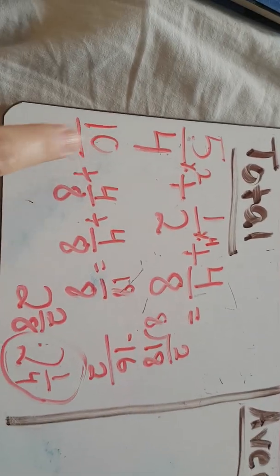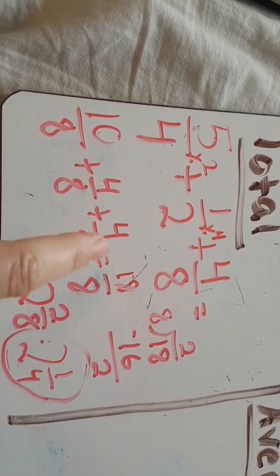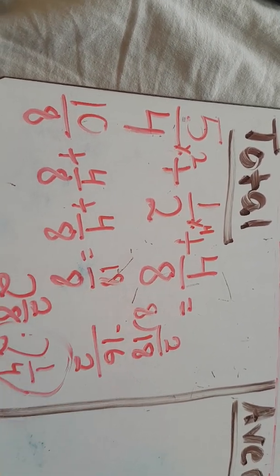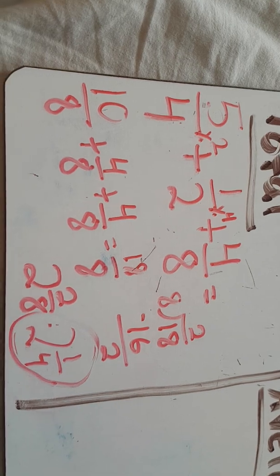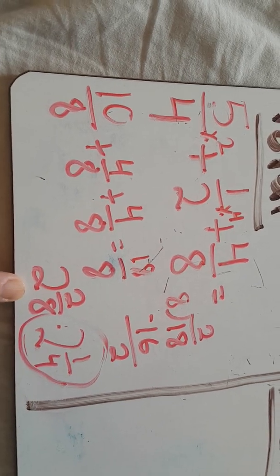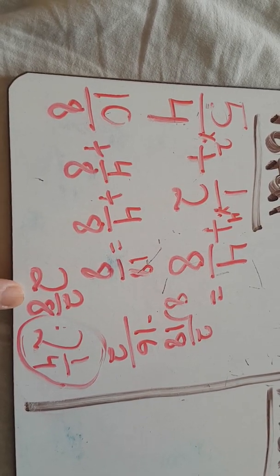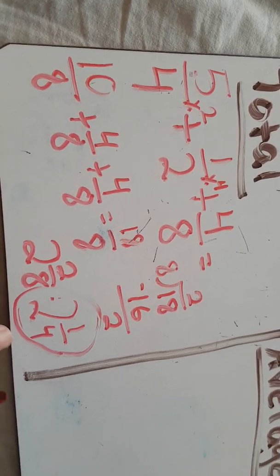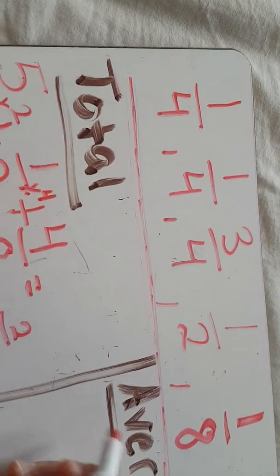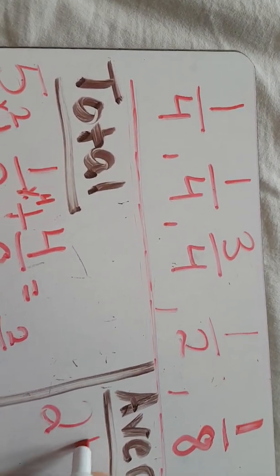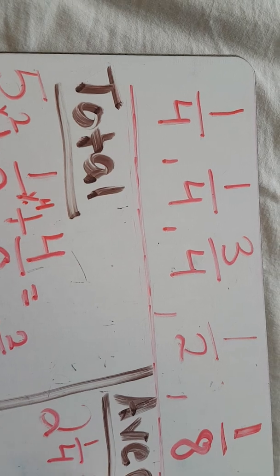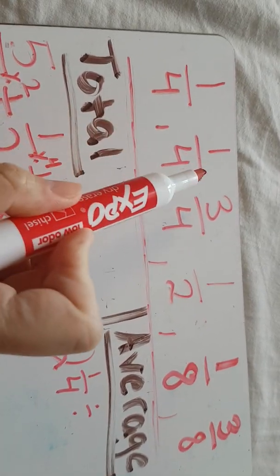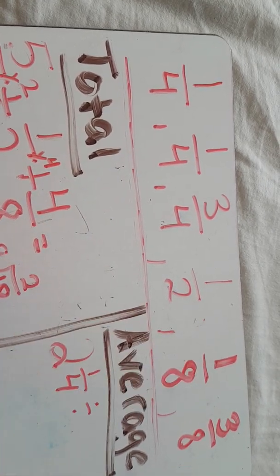All right, so I got 10 over 8 plus 4 over 8 plus 4 over 8 equals 18 over 8. I realized that my numerator was bigger than my denominator, so I divided. I got 2 and 2 eighths, and then I realized that it can be simplified to 2 and a fourth. Now, when I'm looking for average, I'm going to take my total, which is 2 and a fourth, and I'm going to divide it by how many data points I have. So how many fractions? 1, 2, 3, 4, 5, 6.